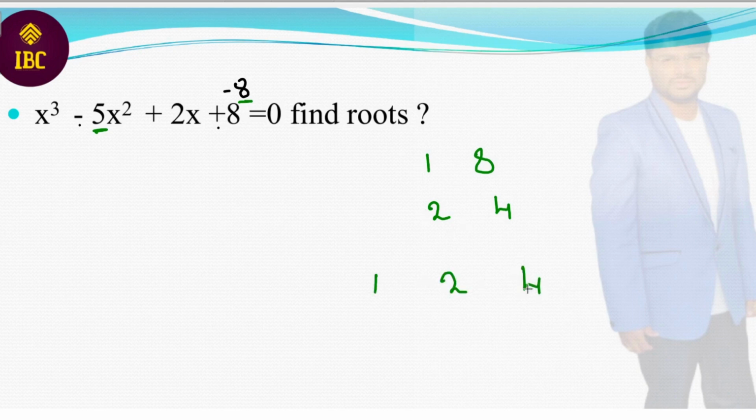It may be plus 1, it may be minus 1, it may be plus 2, it may be minus 2, it may be plus 4, it may be minus 4. I want plus 5 if I add. If I add 4 plus 2, that is 6, 6 minus 1 is 5, so it is possible. If I multiply, I want minus 8: 4 times 2 is 8, 8 times 1 is 8. Then your answer will be minus 1, 2, and 4 are the roots of this equation.